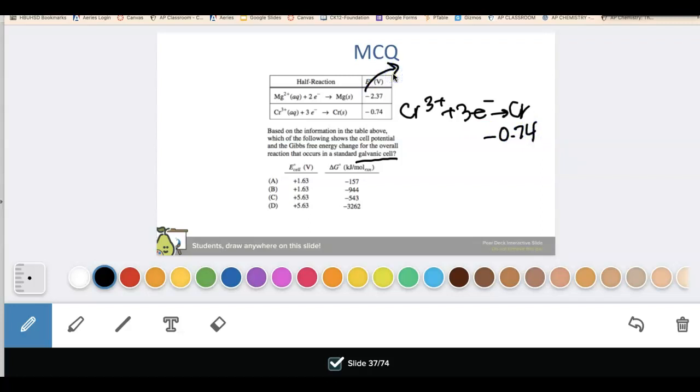If it's going to get oxidized, I'm going to flip its reduction potential backwards, so that it's now an oxidation potential. So I just rewrite the equation backwards. And when I flip it backwards, I also have to flip the sign. So when you take 2.37 and add it to negative 0.74, you get 1.63. So C and D are out because the voltages are wrong. Boom.